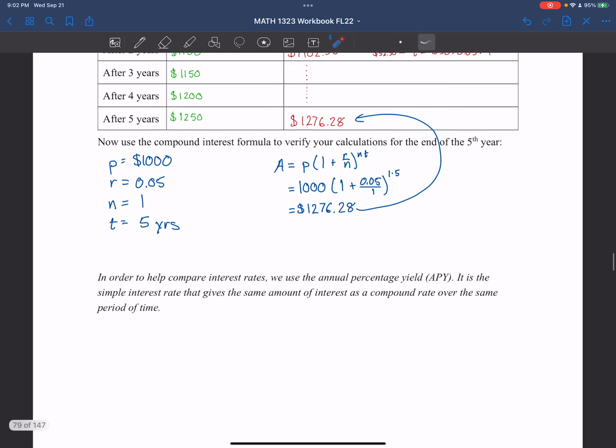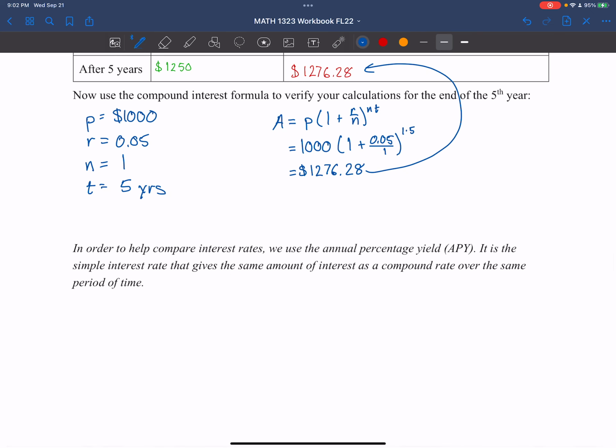So I have an example right here. Let's say we had 5% interest, and it was compounded annually. Well, actually, hold on. What did I say? Add monthly here. Okay, yeah, so it's compounded monthly.